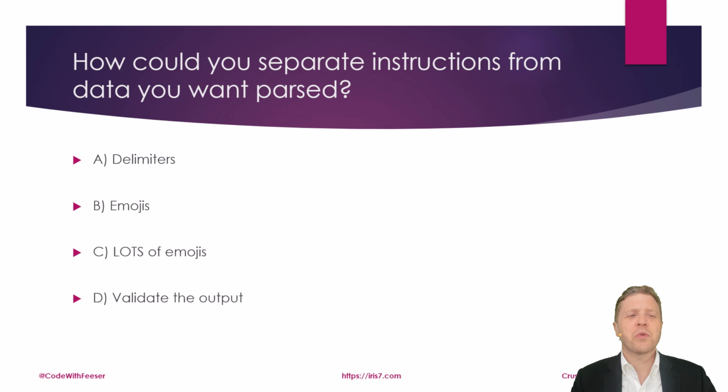Okay, gang, our first question: how could you separate instructions from data you want parsed? So imagine you have a prompt, you have a set of instructions, and then you're dropping some data in below that. A, delimiters. B, emojis. C, lots of emojis. D, validate the input. Now, I would say the best answer, there's plenty of answers here, but certainly the best answer is going to be delimiters. A delimiter could be emojis.